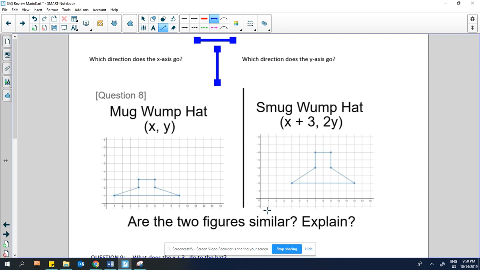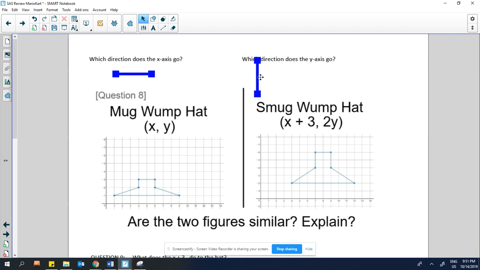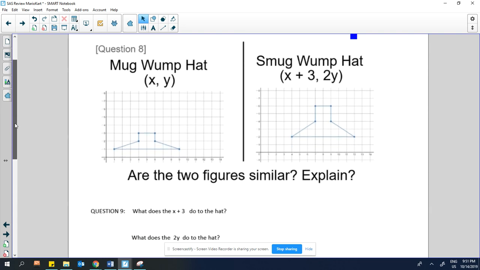Which direction does the y-axis go? All right, so left and right, or horizontally, is your x-axis, and up and down, or vertically, is your y-axis. That's going to be important for question 8.